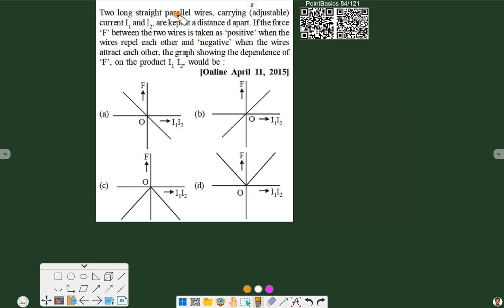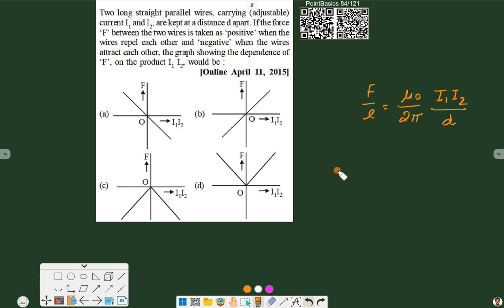Two long straight parallel wires carrying adjustable currents I1 and I2 are kept at a distance d apart. If the force F between the two wires is taken as positive when they repel each other and negative when they attract each other, which graph shows the dependence of the force on the product of their currents? Now the force acting per unit length on two parallel conductors is given by mu naught by 2 pi, I1 I2 by the distance.